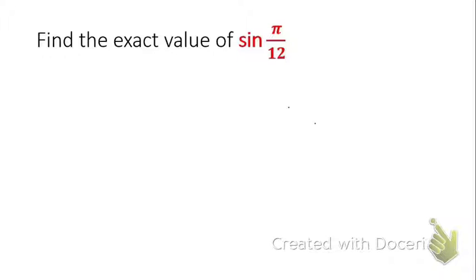So pi over 12 is the same as 15 degrees. So this is saying what is the sine of 15 degrees. We just have to figure out how we can get to 15 degrees. We can't add any angles to get to 15 degrees, so we have to use the sine difference formula or sine difference identity.